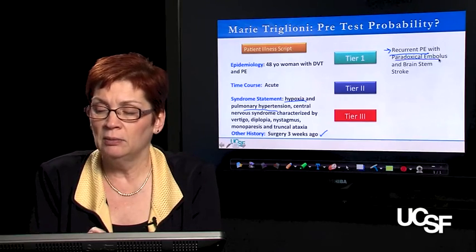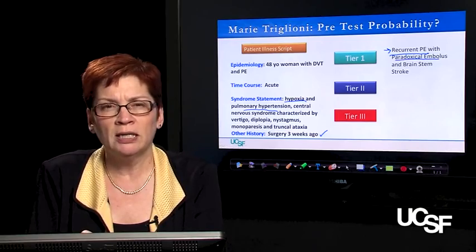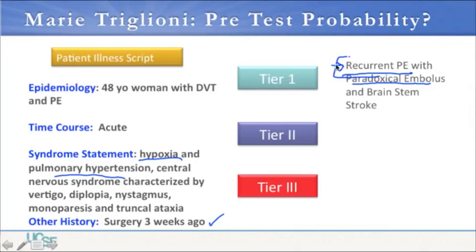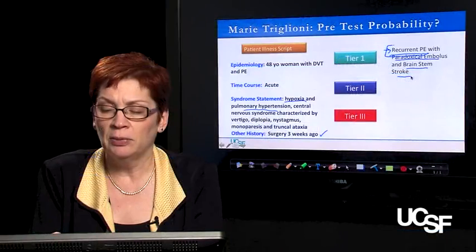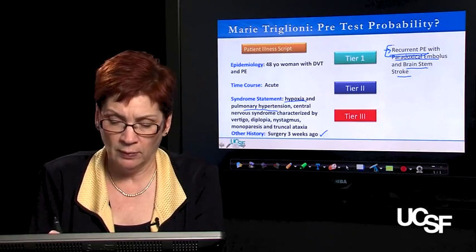Paradoxical embolus, not a common complication of deep venous thrombosis, but it would be an explanation for why somebody has a recurrent thromboembolic event and then a central nervous system event. And that implies, of course, that there is a shunt within the heart through which this embolus is moving.